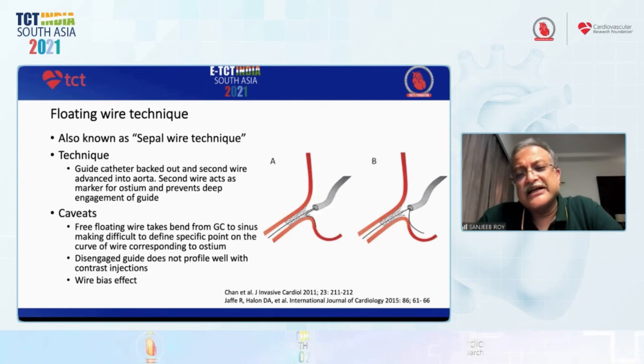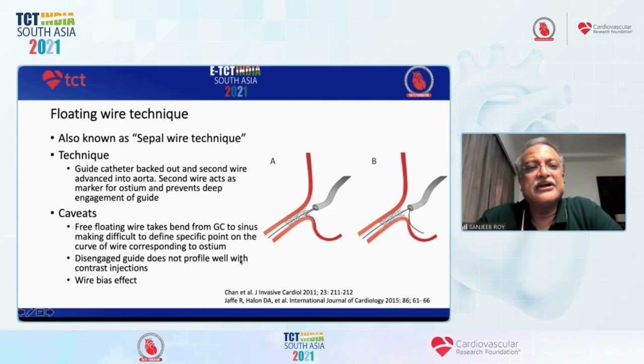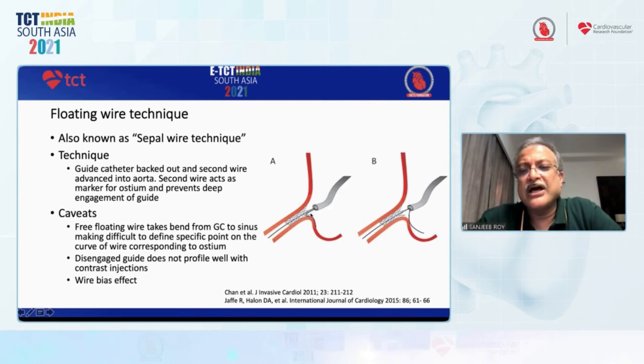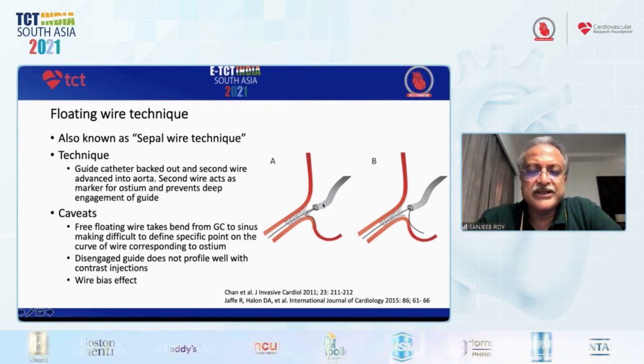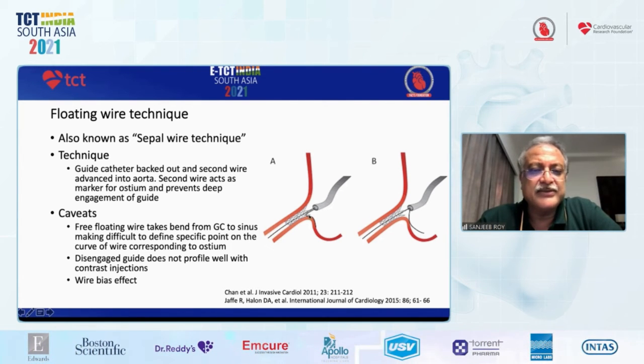The other techniques which ensure more steady deployment include the floating wire technique, where you have a second buddy wire outside in the aorta. What it does is help prevent the guide catheter from being sucked in, and it helps you to profile the ostia and deploy the stent.